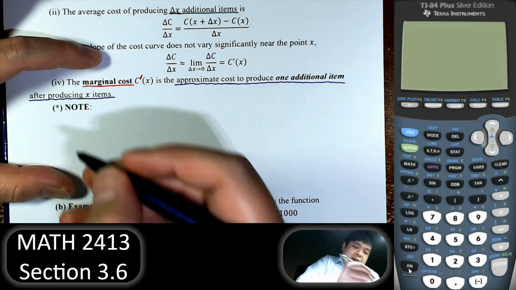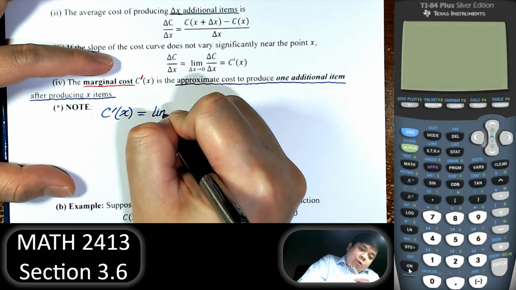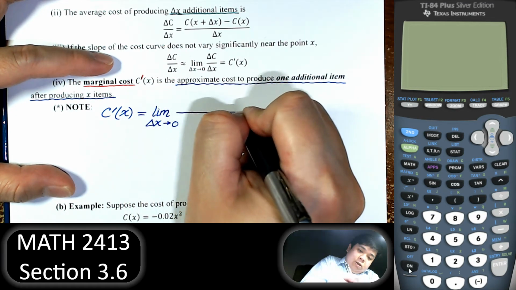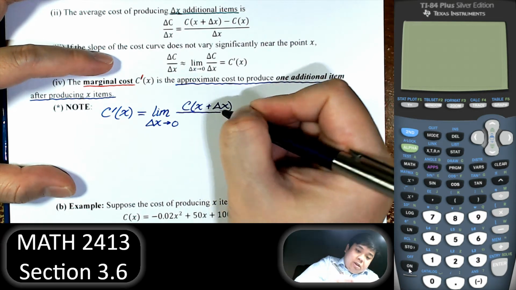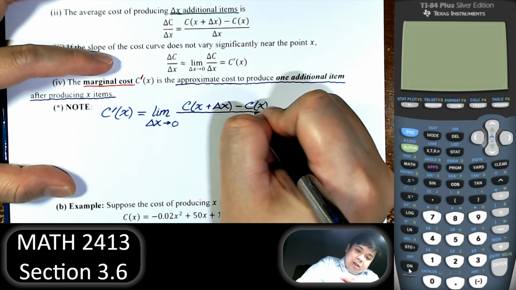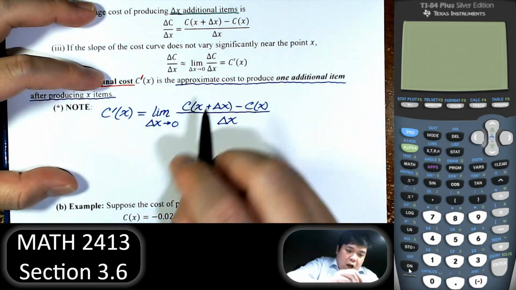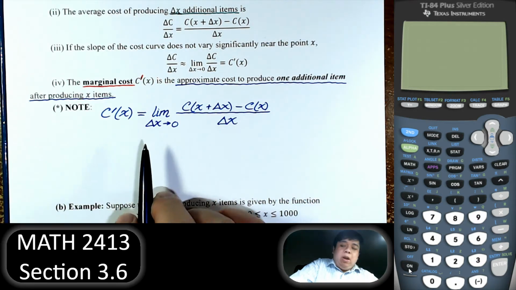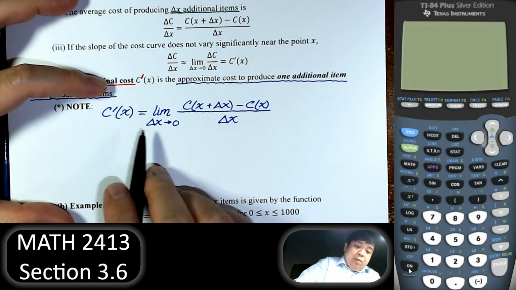So let's say the marginal cost is equal to, by definition of derivative, I'm going to write the limit as delta x goes to 0 of the cost of producing x plus delta x items minus the cost of producing x items, divided by delta x. Right? This works if delta x gets smaller and smaller, approaching 0. Now, it kind of works if it is equal to 1.